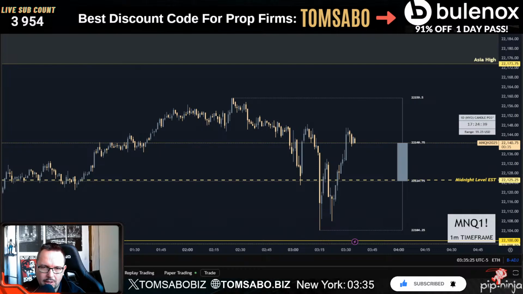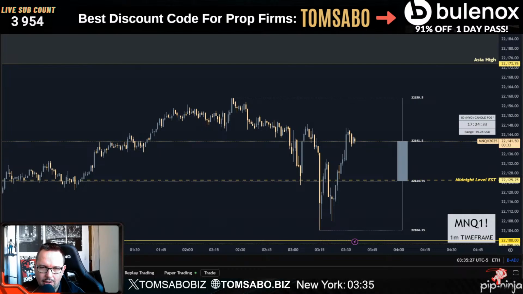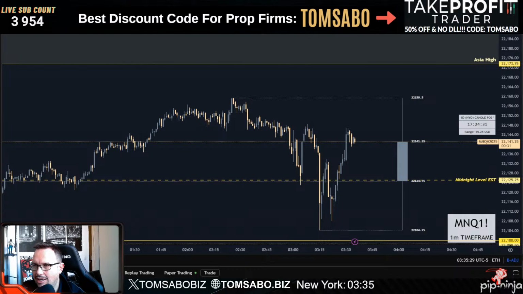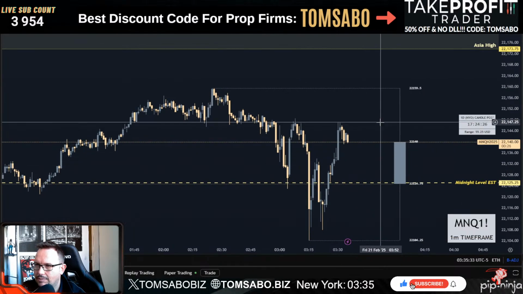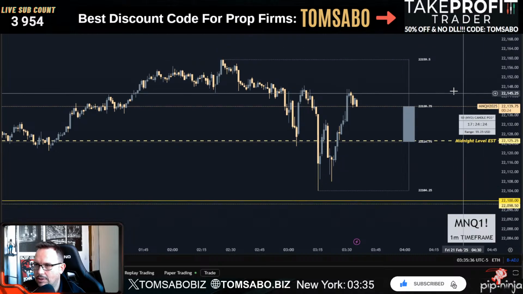Would be beautiful if it reaches Asia and continues. Yeah, I know. And a little bit it looks like a bullish flag. Looks good.